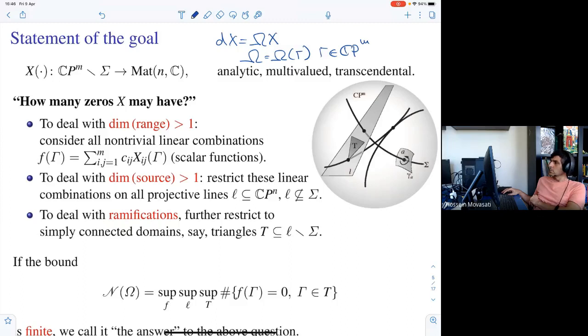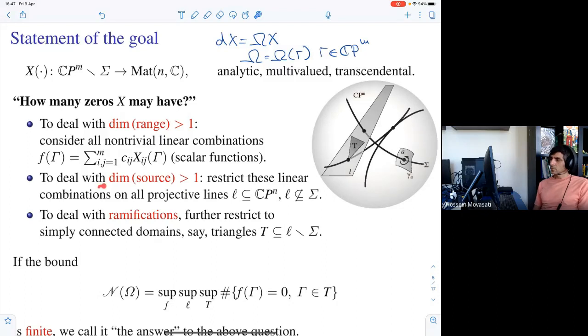So in order to deal with the fact that the range space of matrices is more than one dimensional, we just consider all non-trivial linear combinations of the matrix entries. And we consider not one function, but we want to find bounds uniform over all such combinations. Why linear combinations? Well, that's only natural because the range is a linear space, and it is natural to consider only linear combinations.